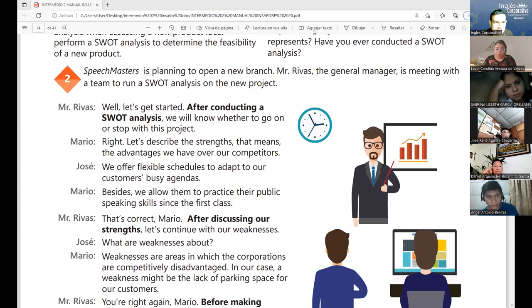Okay, so it says Speech Masters is planning to open a new branch. Mr. Rivas, the general manager, is meeting with a team to run a SWOT analysis on the new project. It starts. Mr. Rivas: Well, let's get started. After conducting a SWOT analysis, we will know whether to go on or stop with this project. Right. Let's describe the strengths, that means the advantages we have over our competitors.